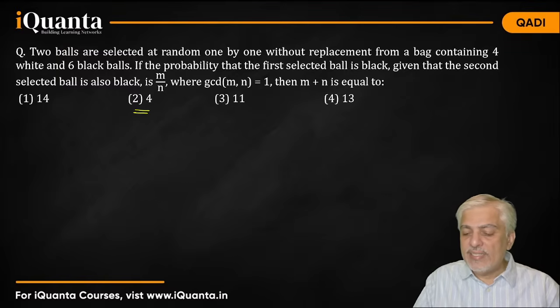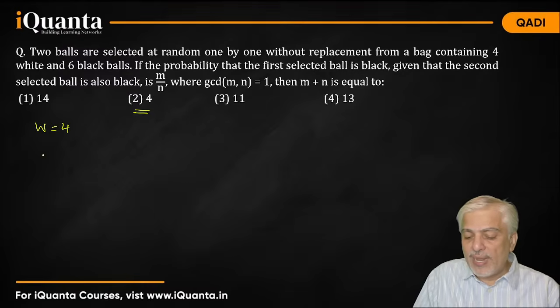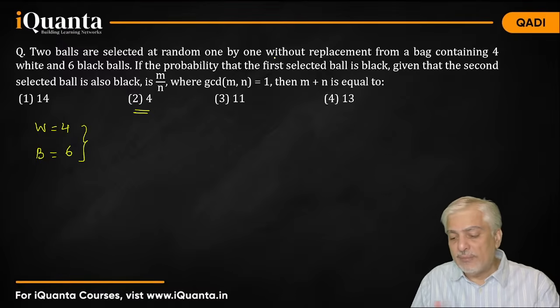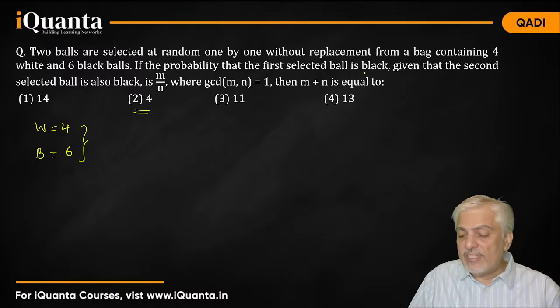Two balls are selected at random one by one without replacement from a bag containing 4 white. So white are 4 and black are 6. First thing, 2 balls are selected at random one by one without replacement. The first ball selected is black and the second is also black. So I want black and then again a black. So read the question very carefully. If the probability of the first ball selected being black, given that the second ball selected is also black, is M by N, where the GCD, that is HCF, of M and N is 1, then what is M plus N equal to? Can somebody give me the answer you're actually getting?